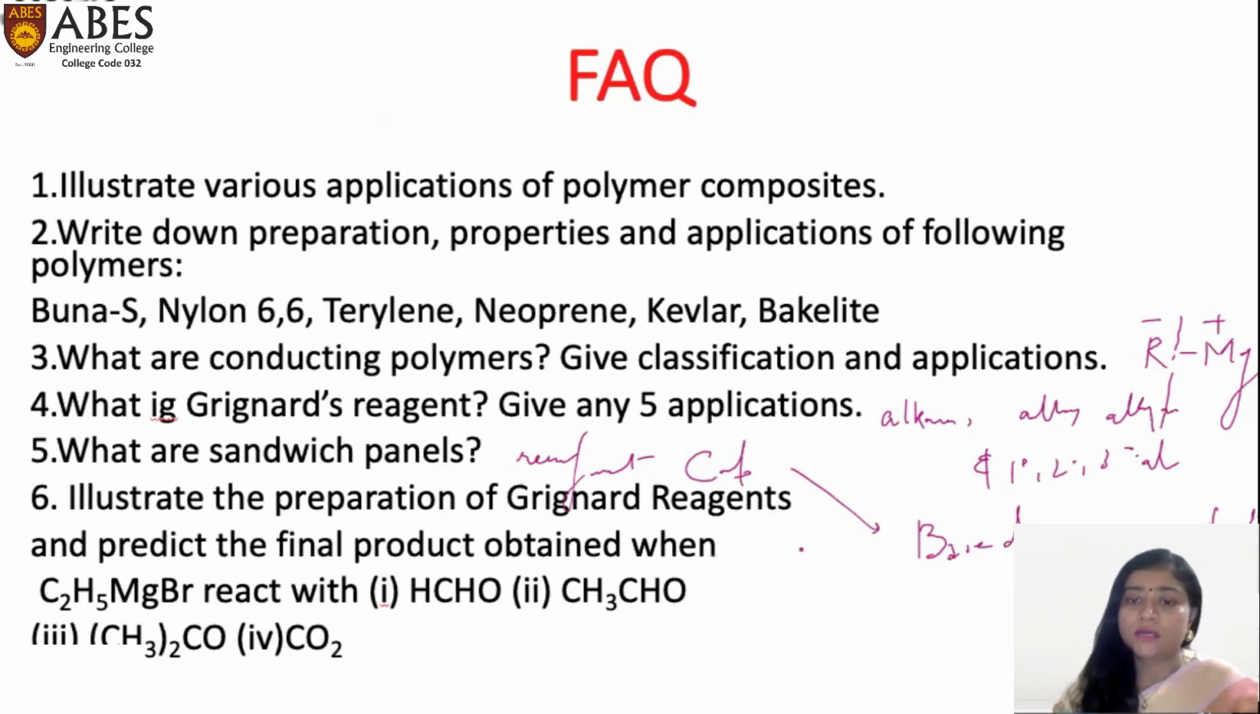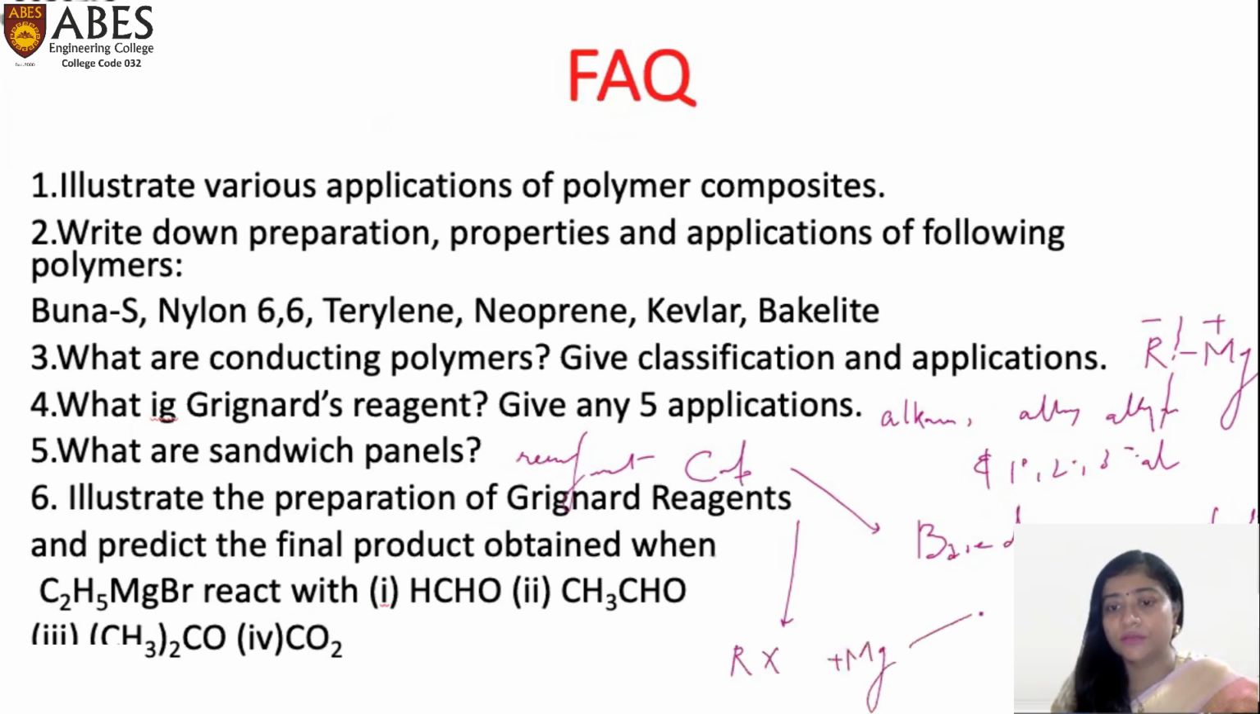Preparation is with alkyl halide, direct reaction with metal, that is magnesium, in presence of dry ether, and we'll get RMgX. Dry ether is important here because the reaction happens in the presence of an aprotic solvent. And predict the final product obtained: with HCHO, that is formaldehyde, we get a primary alcohol. CH3CHO gives the secondary alcohol. Ketone gives the tertiary alcohol, and CO2 gives the acid.